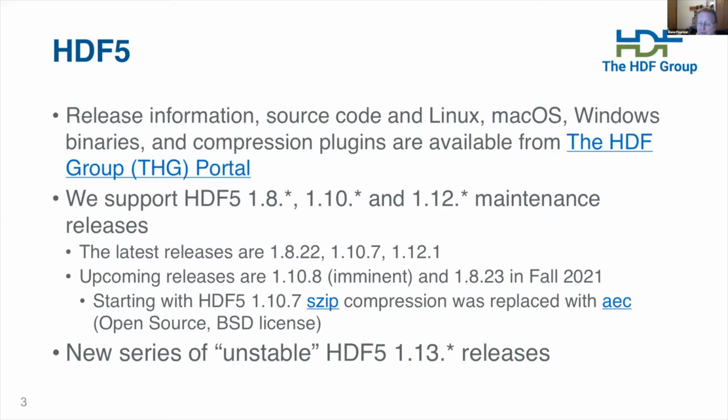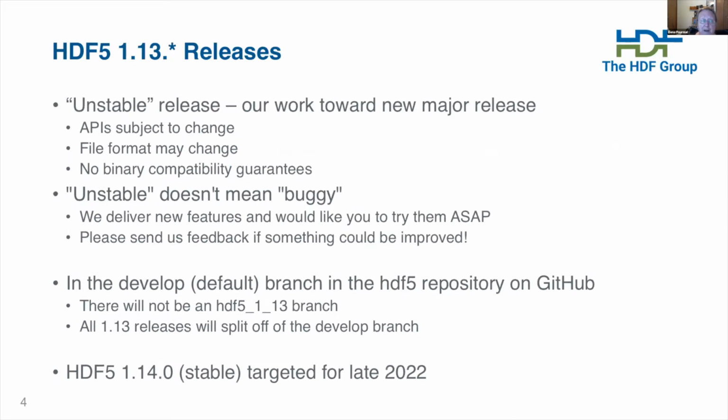We're also coming with a new series of so-called unstable releases that will have an odd number as the second number, and you see this is 1.13, and there will be several of them before we release the next major release, which will be 1.14.0. So why do we talk about unstable releases? First of all, what do we mean by unstable release? APIs are subject to change, the file format may change, and there are no binary compatibility guarantees.